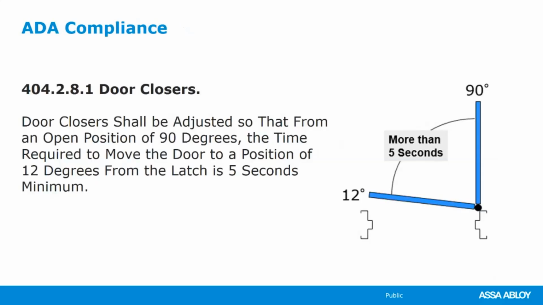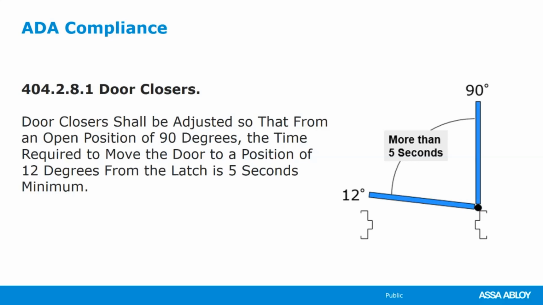We're going to talk about ANSI A117, or ADA, the Americans with Disabilities Act. ADA, chapter number 4, talks about openings. We have to worry about closing forces and opening forces and things like that. So all commercial doors should have a closing speed and a latching speed. That's what we consider a full-featured closer, as well as the back check in the opening cycle.